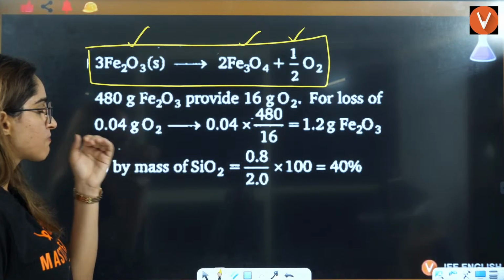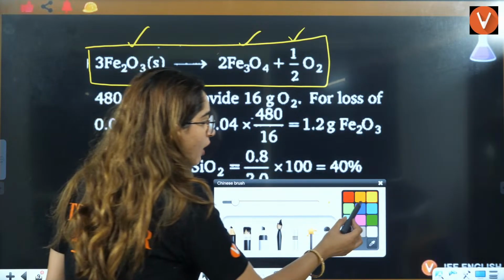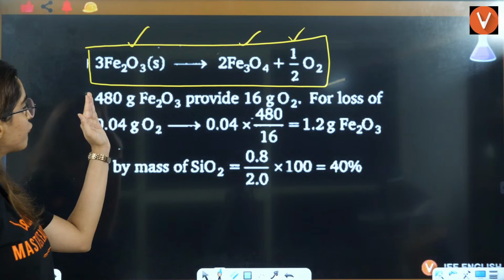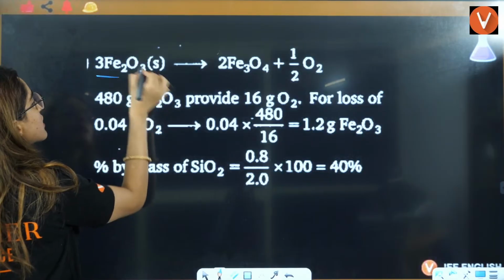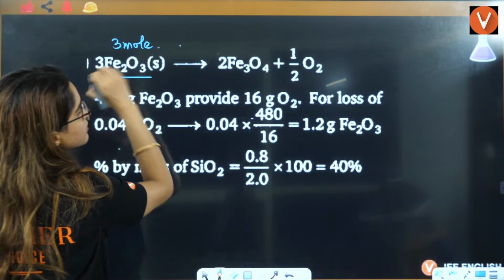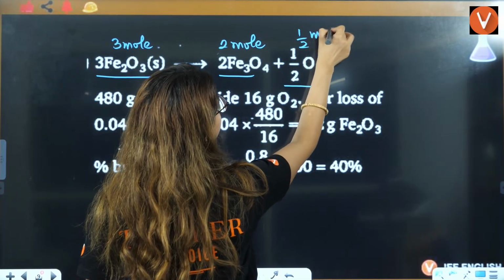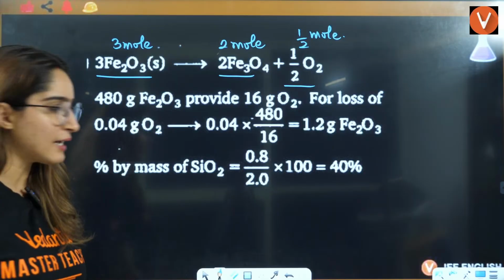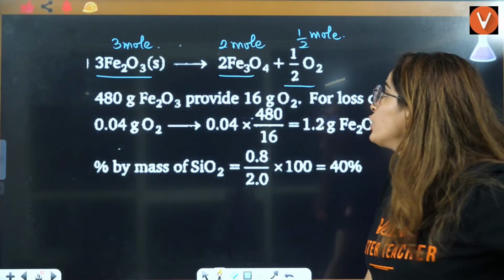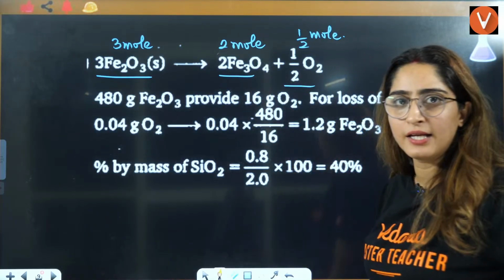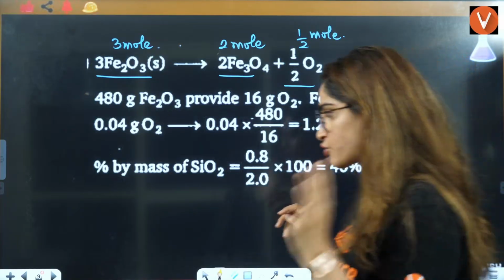What you have to see here is that this is 480, this is 480, this is 3 mole, this is 2 mole, and this is half mole. It's totally your choice what you want to equate it with. You can equate it with Fe2O3 directly, or with O2, which will be simpler calculations.